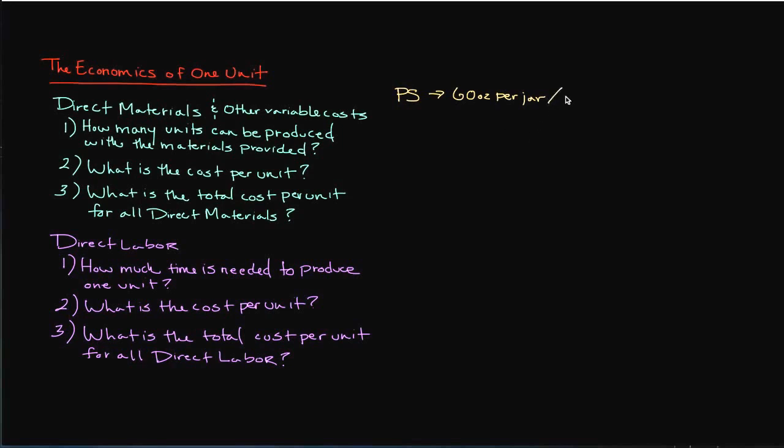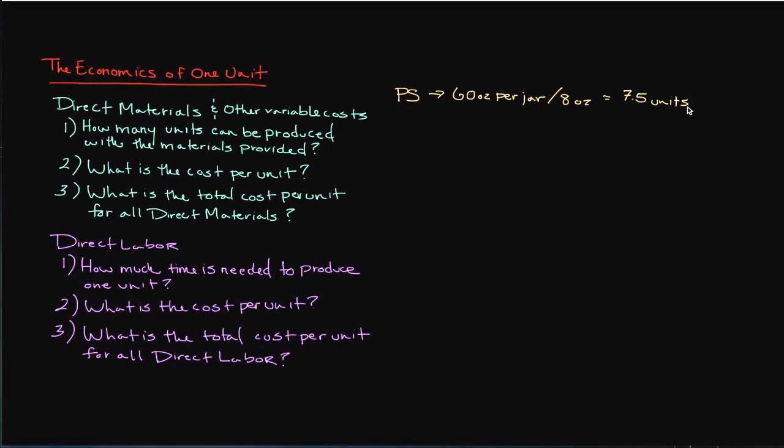And so 8 ounces is the amount of pizza sauce that we need to produce one unit, i.e. one large pizza. So in order for us to figure out how many units we can produce, we're going to take the size of the pizza jar and we're going to divide that by the number of ounces, in this case, needed to produce one unit. And if you do that, you would get to 7.5 units.